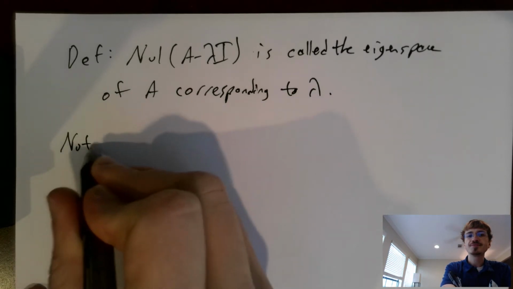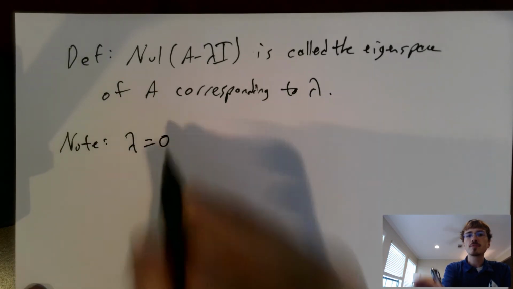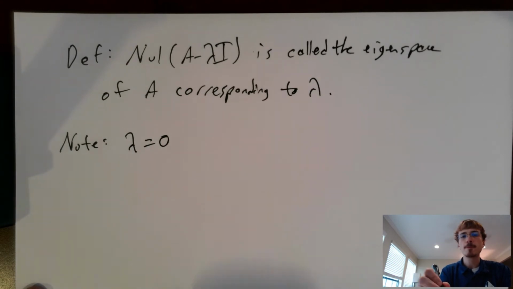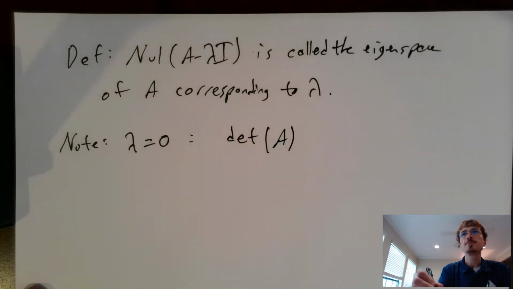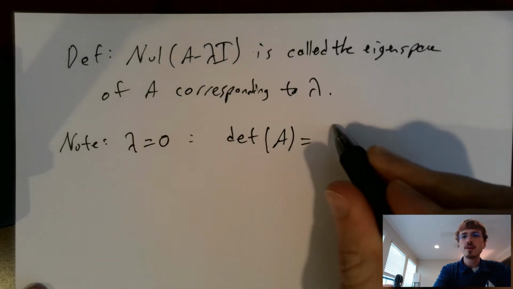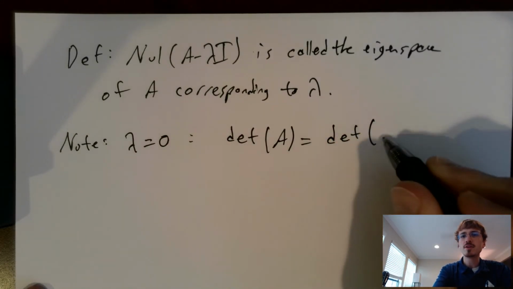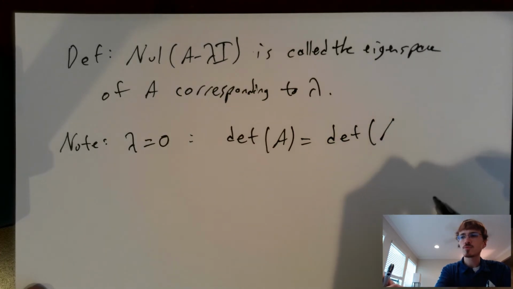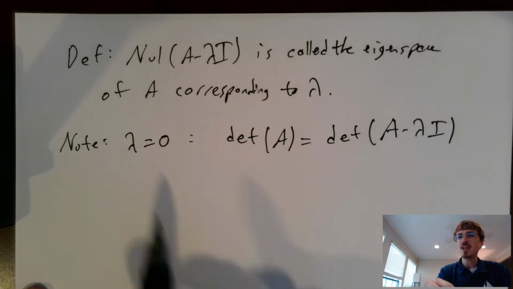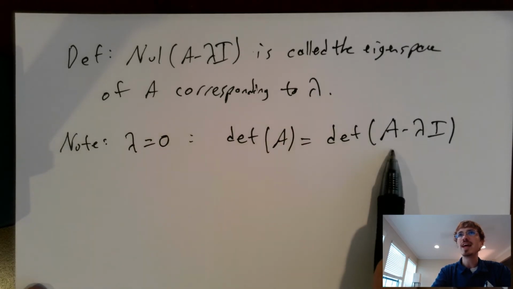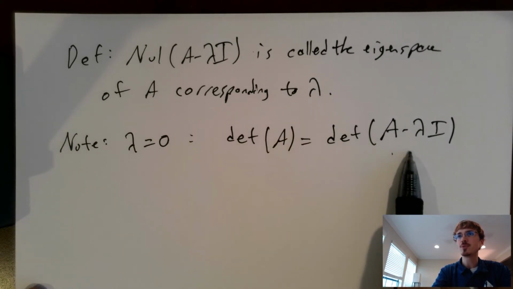Note: what if lambda is 0? What do we know about the determinant of A? Well, if lambda is 0, then the determinant of A is just the determinant of A minus lambda I. That's kind of interesting.